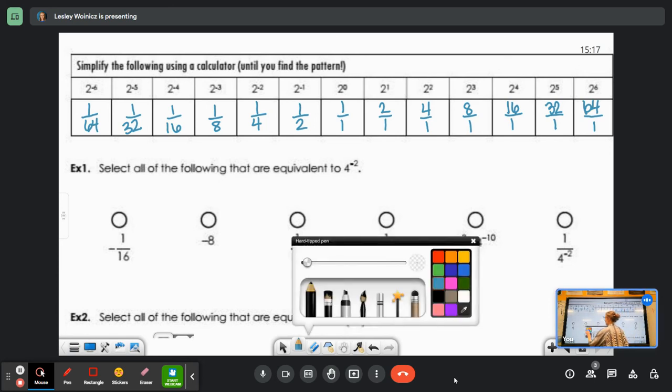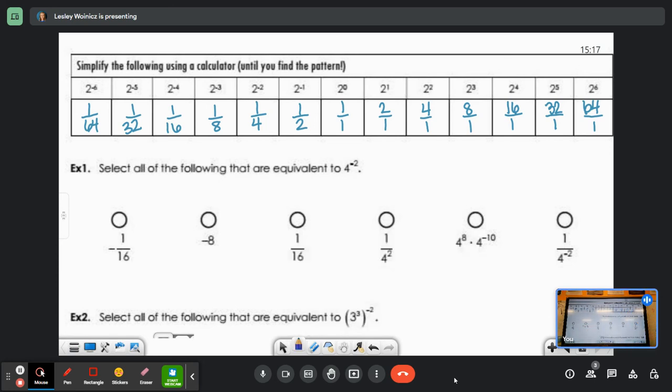Okay. So, on a related note, we have to pick all of these that are equivalent to 4 to the negative 2. So we just had 2 to the negative 2, right? We kind of know how to do that. Well, we can write a 1 under the 4. Okay, what is the reciprocal of 4 over 1? 1 over 4. And then I raise it to the positive exponent of 2. So do you see a match?